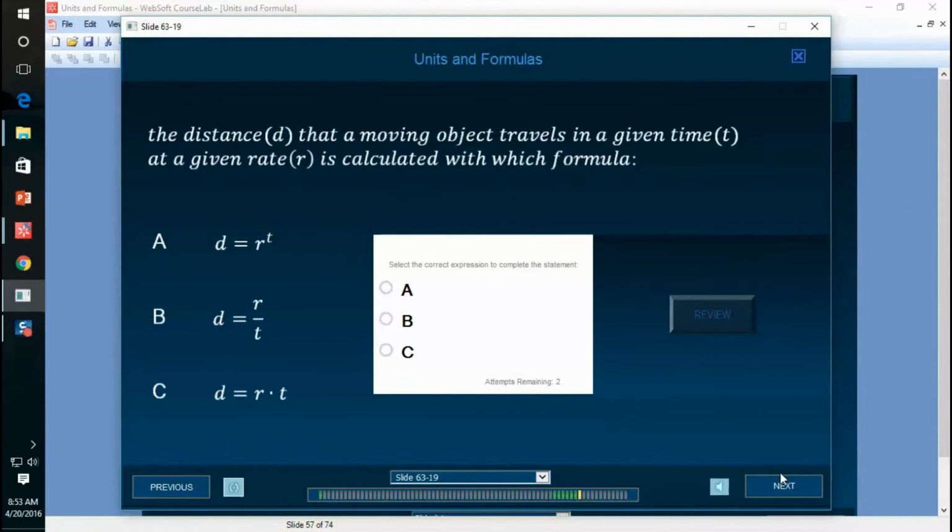The distance D that a moving object travels in a given time T at a given rate R is calculated with which of the following formulas? Correct. Answer choice C. Distance equals rate times time.